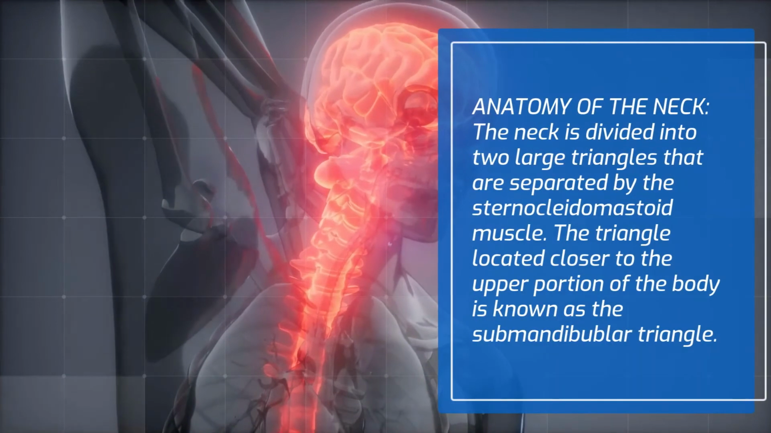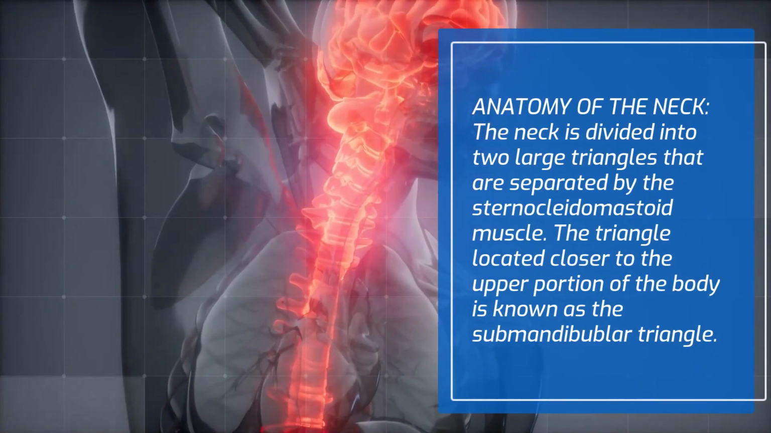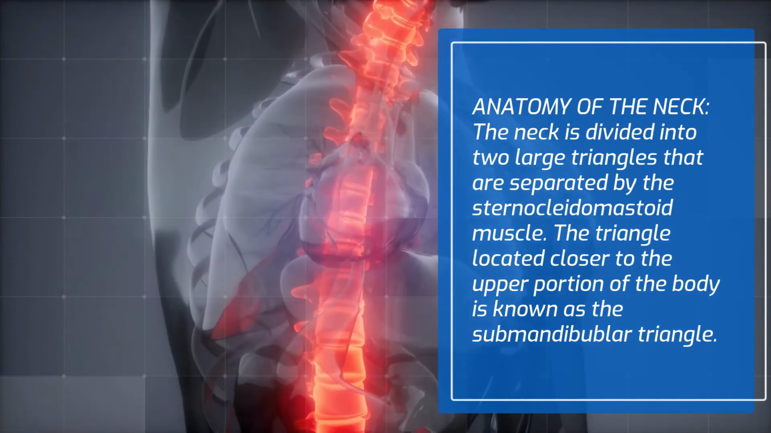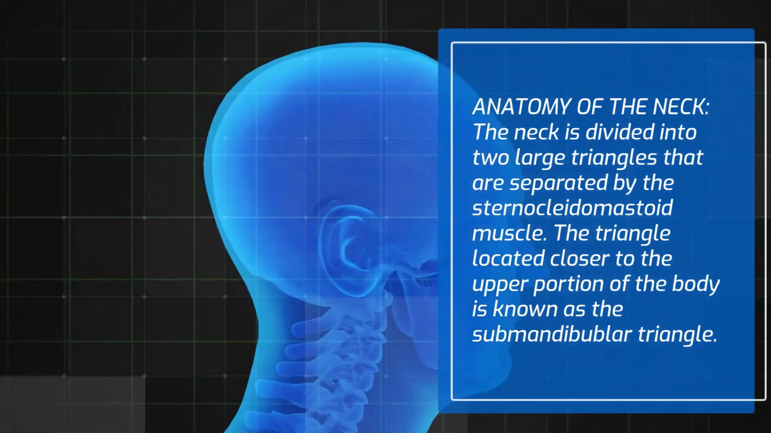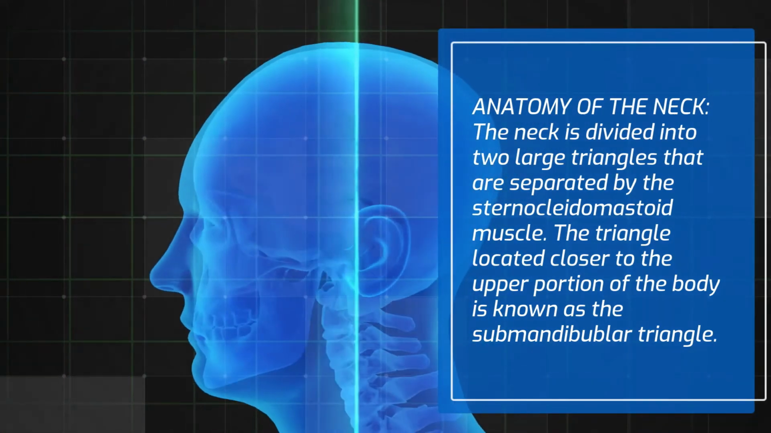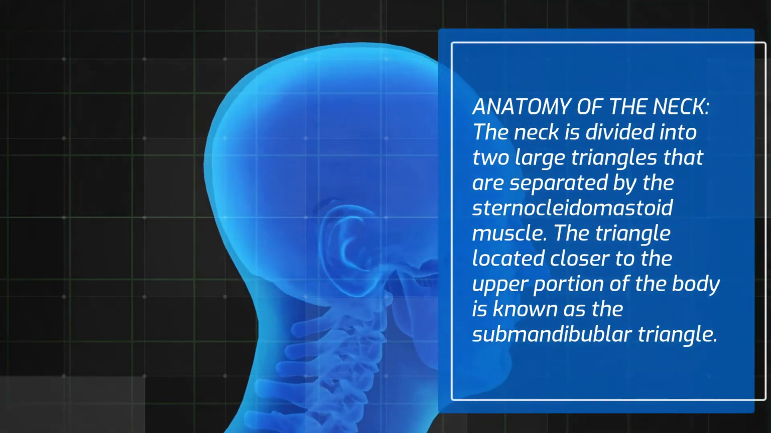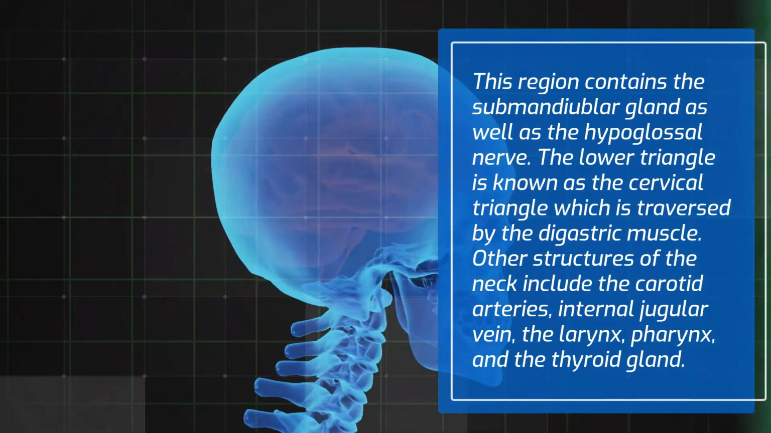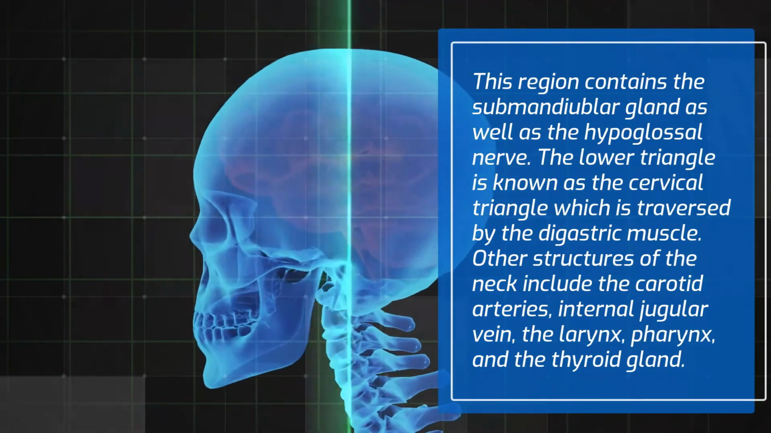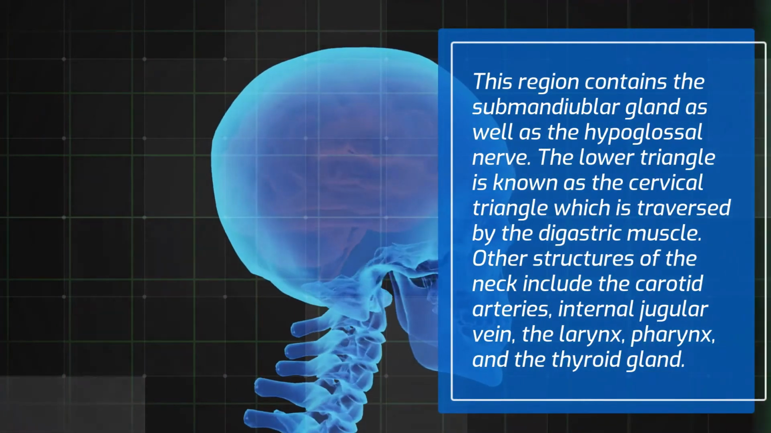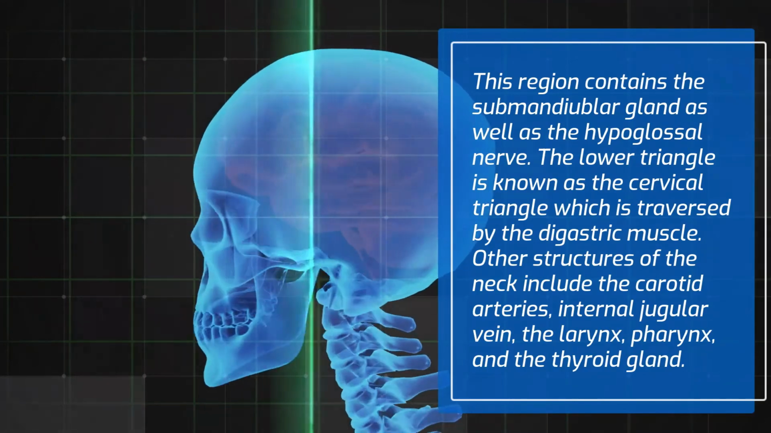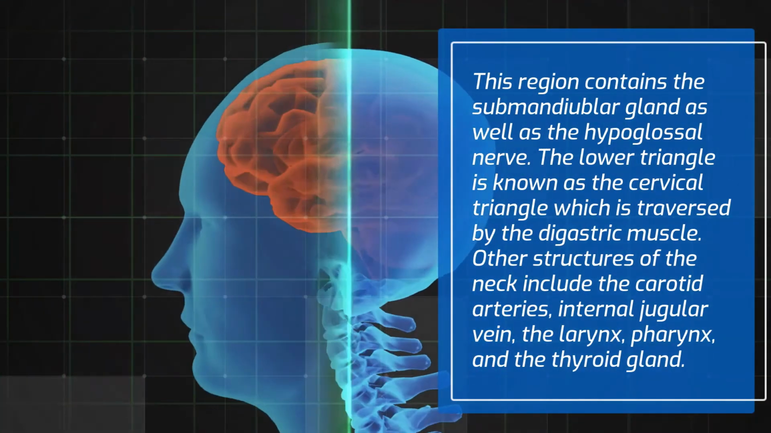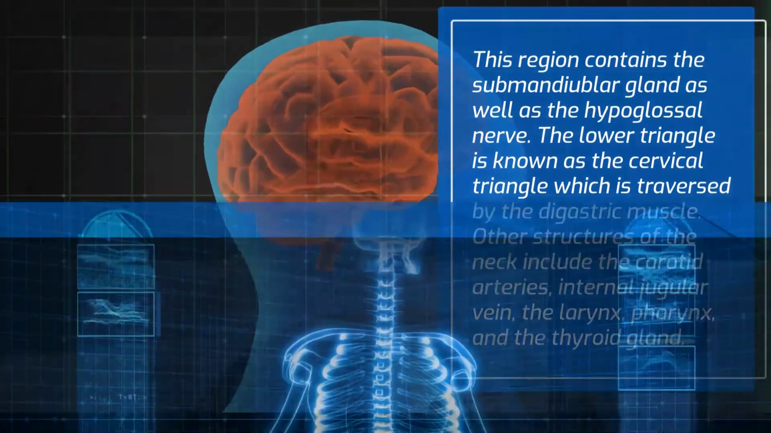Anatomy of the neck. The neck is divided into two large triangles that are separated by the sternocleidomastoid muscle. The triangle located closer to the upper portion of the body is known as the submandibular triangle. This region contains the submandibular gland as well as the hypoglossal nerve. The lower triangle is known as the cervical triangle, which is traversed by the digastric muscle. Other structures of the neck include the carotid arteries, internal jugular vein, the larynx, pharynx, and the thyroid gland.